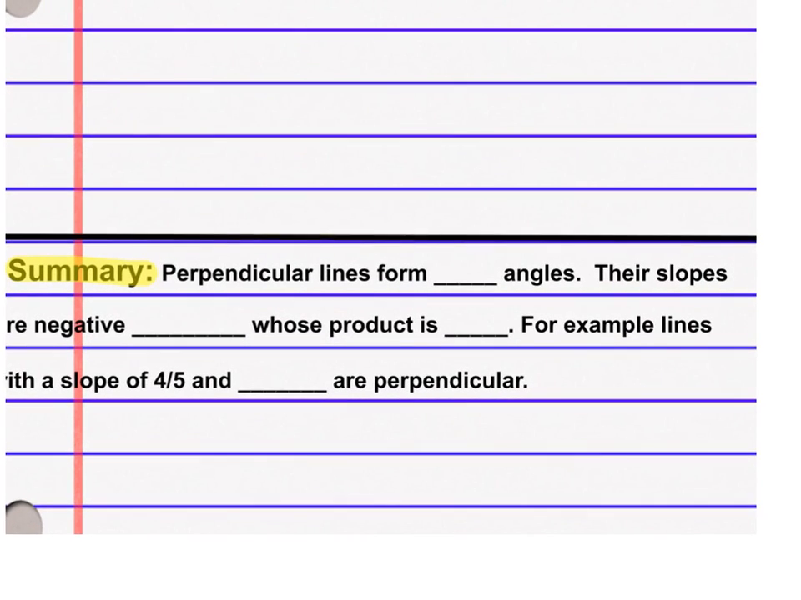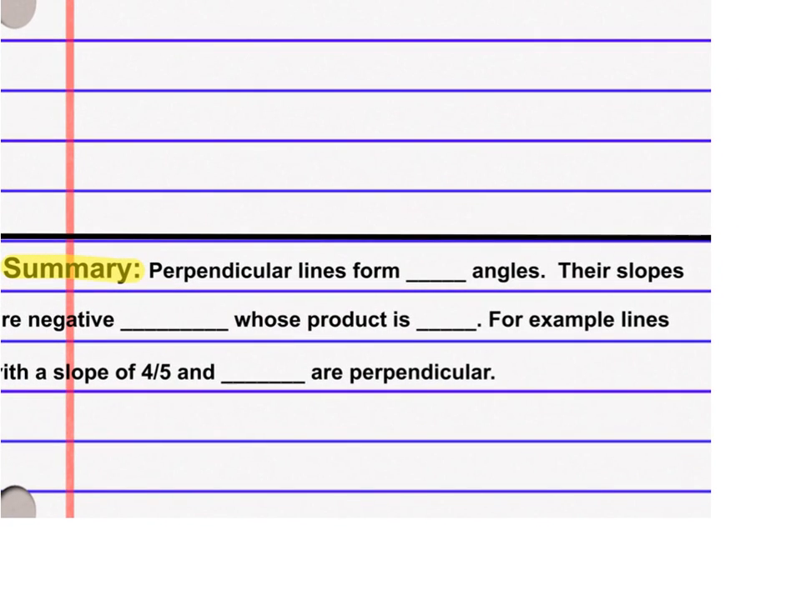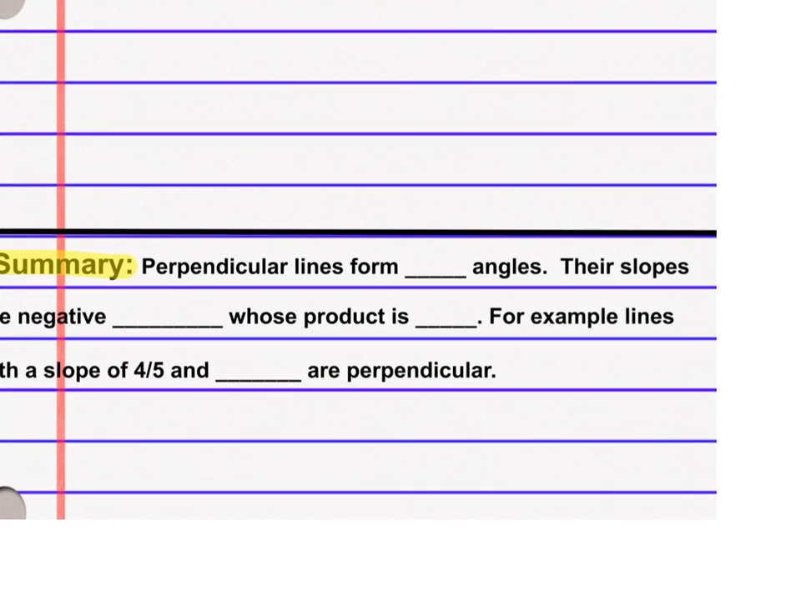All right, last but not least is our summary. Perpendicular lines form blank angles. You should have put in for your answer right, or 90 degrees. Their slopes are negative blank, whose product is blank. The correct answer: their slopes are negative reciprocals, whose product is negative 1. For example, if the slope is 4/5, the slope perpendicular would be what? So input your answer. You should have said negative 5 over 4.